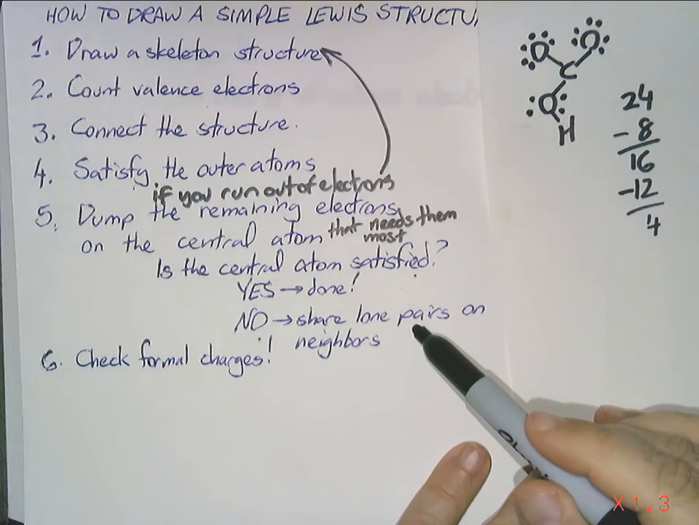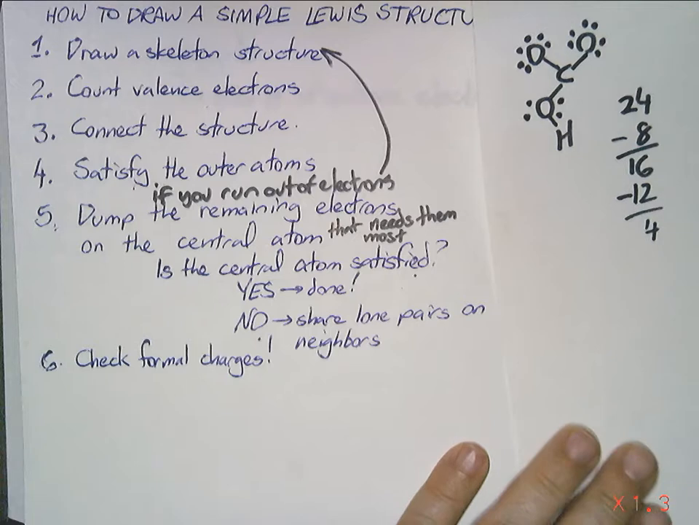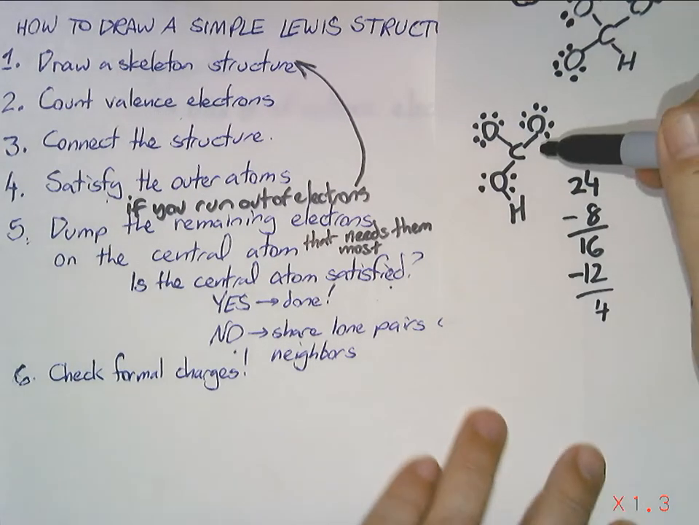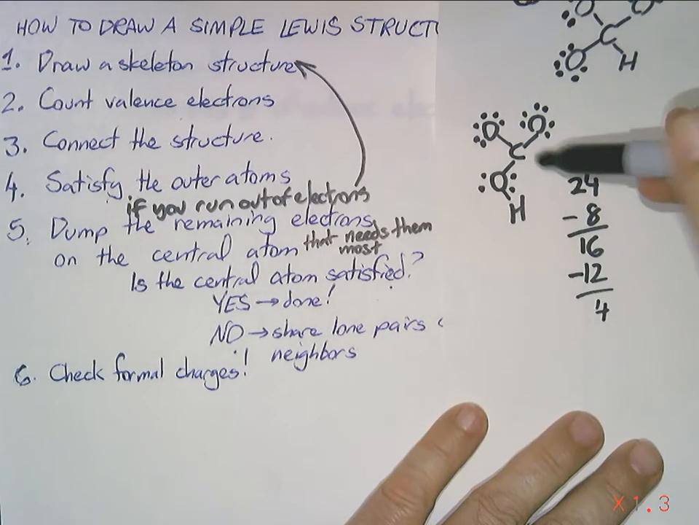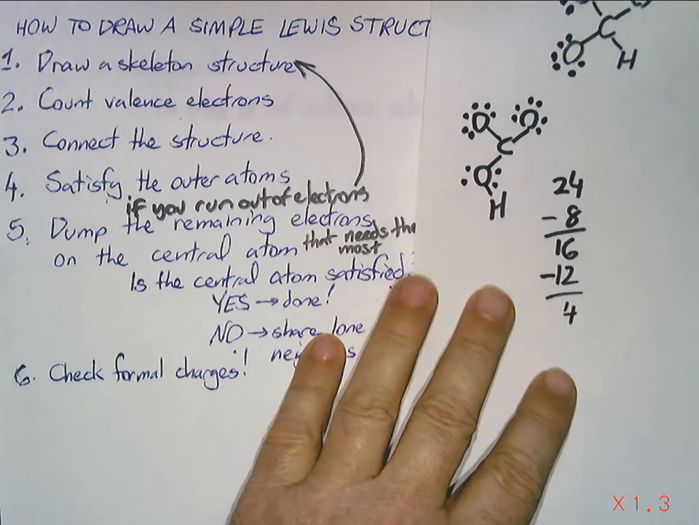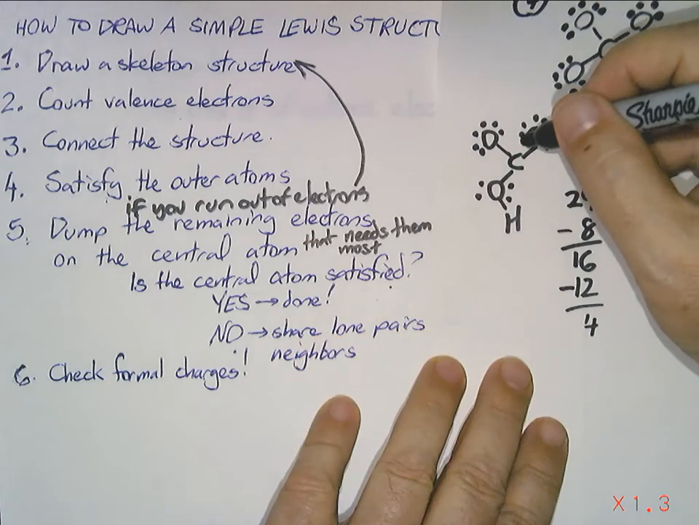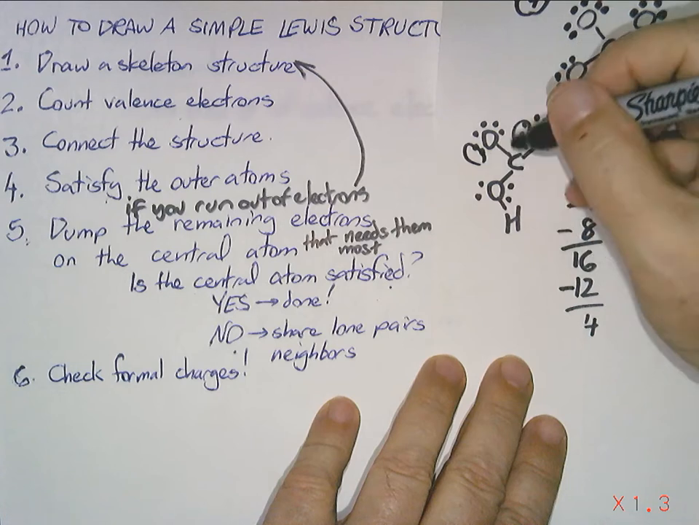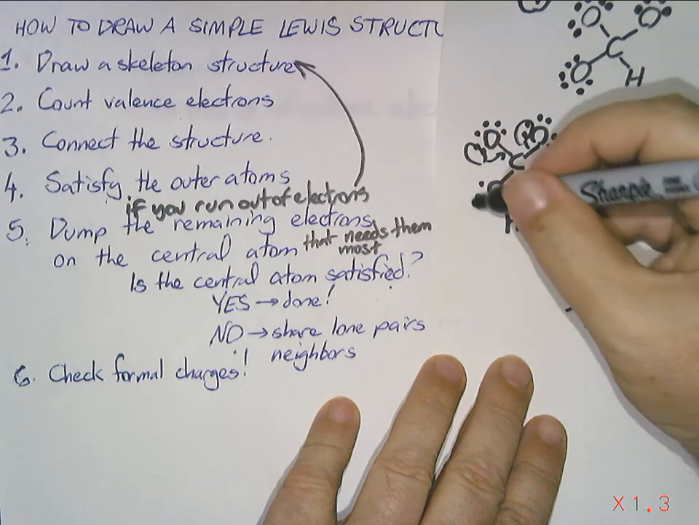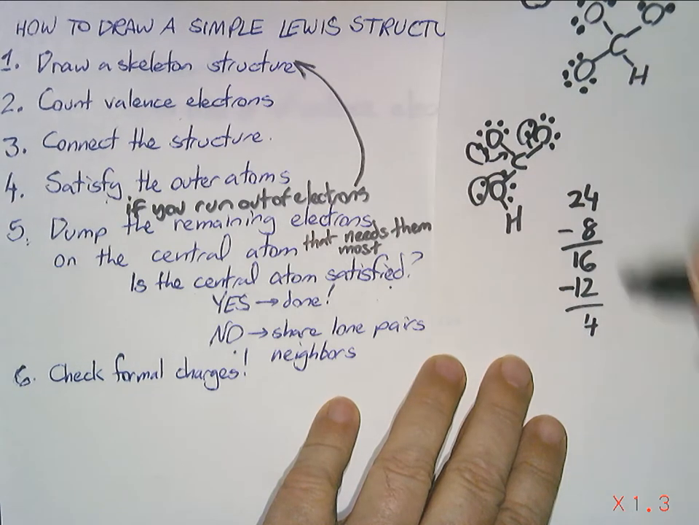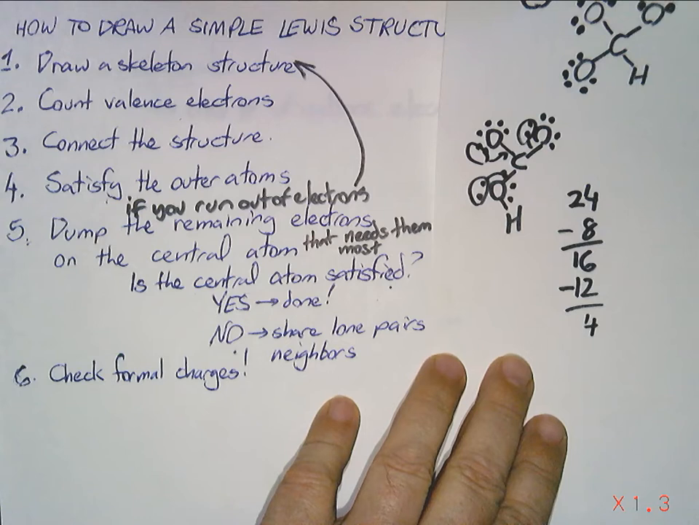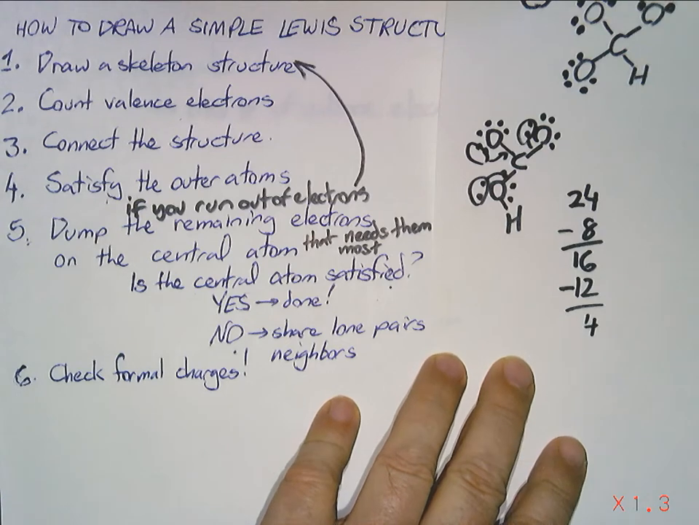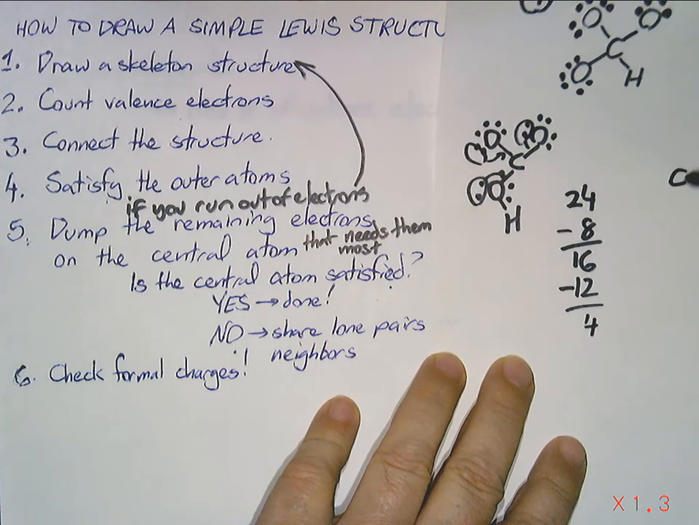It's not satisfied, so I'm going to share lone pairs with the neighbors. Now, it's got three neighbors with lone pairs, so that there are 3 structures. I could share like that, I could share like that, or I could share like this. Let's draw the 3 structures for each of those possible sharing schemes. If I share up with this one, I'm going to have a double bond going up that way.